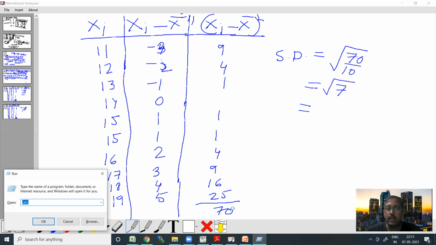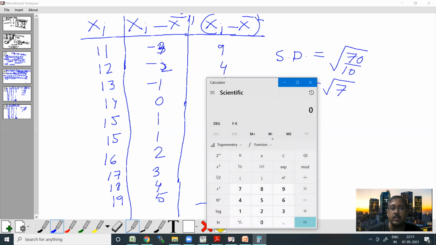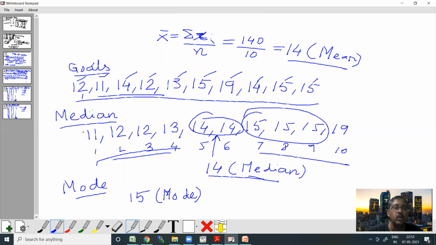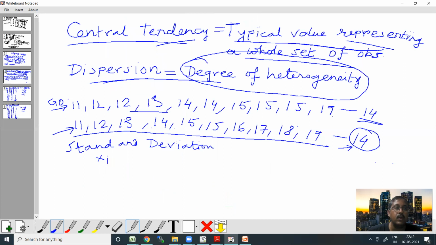So let's just do a quick math. 7 and then I do a root over, it's coming as 2.64. So 2.6. So obviously we can say that this particular set of records has a standard deviation of 2.6, whereas the first one has a standard deviation of 2.1. So obviously the second set of observations has more spread out observations than the first set of records, right? So this is the standard deviation.